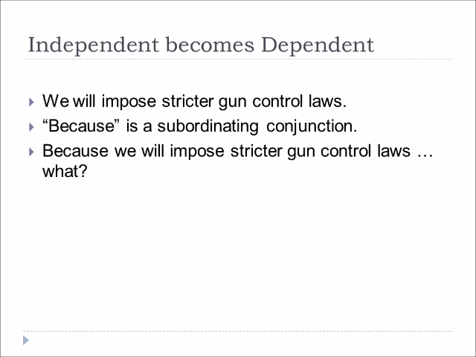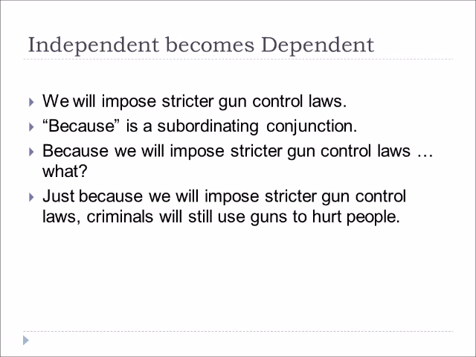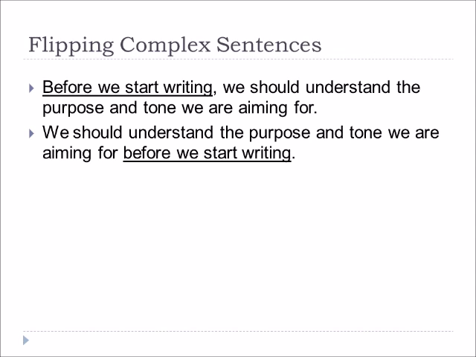what? What will happen because we impose stricter gun control laws? So we had an independent clause, we added a subordinating conjunction, and the independent clause became dependent. It is dependent on a complete thought. That's why a dependent clause needs to be attached to an independent clause. Just because we will impose stricter gun control laws, comma, criminals will still use guns to hurt people. Period. In most instances of a complex sentence, you can flip the independent and dependent clauses.